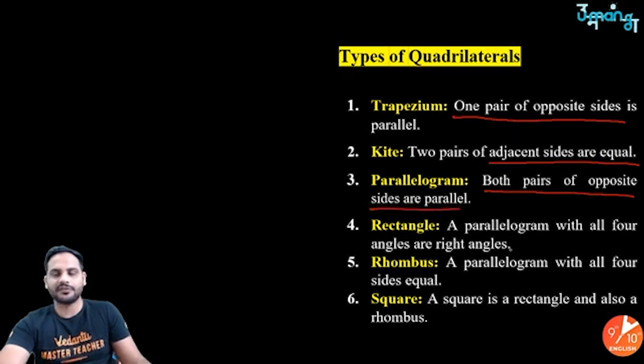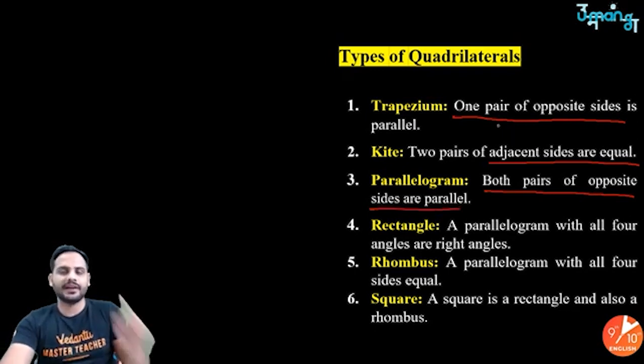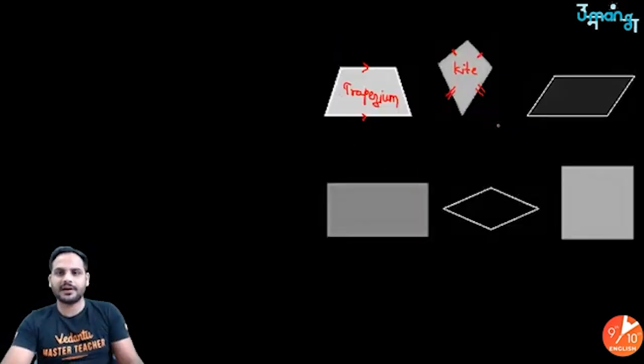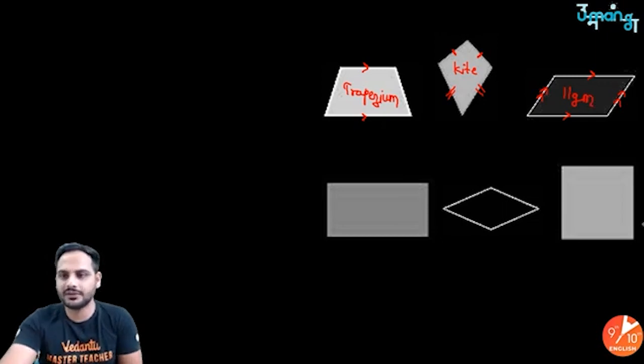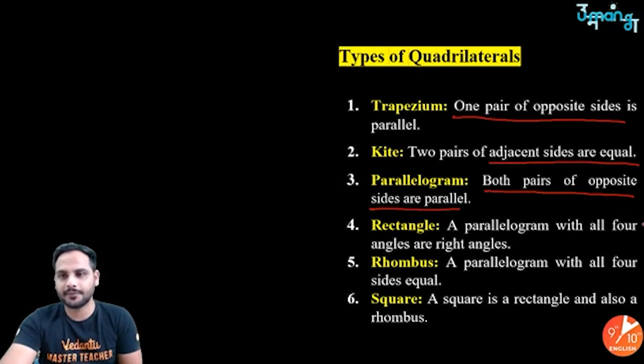Both pairs of opposite sides are parallel. So in a trapezium, you have only one pair of opposite sides parallel. In a parallelogram, we will have both pairs of opposite sides parallel to each other. So this will be an example of a parallelogram, in which both pairs of opposite sides are parallel.